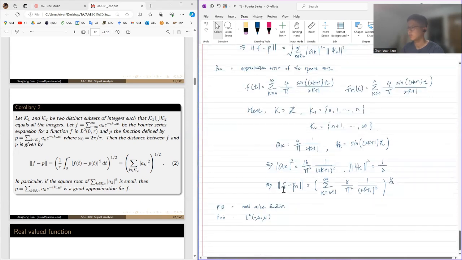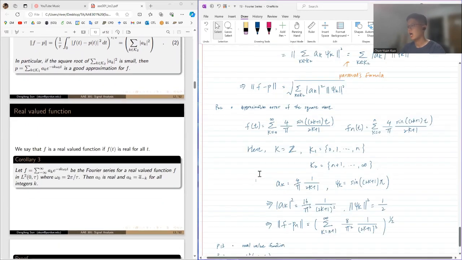So that means that the approximation error between f and pn will be the square root of the summation of 8 over pi squared times 1 over (2k plus 1) squared, and k is from n plus 1 all the way to infinity. I hope with this example, you will be able to understand how Fourier analysis works. And you can also practice how to apply Fourier analysis in homework 2.